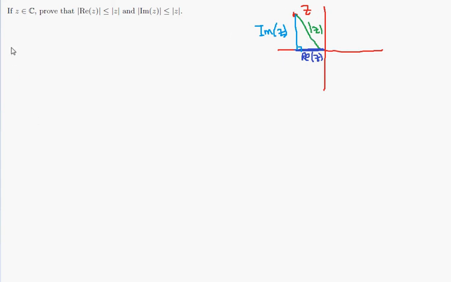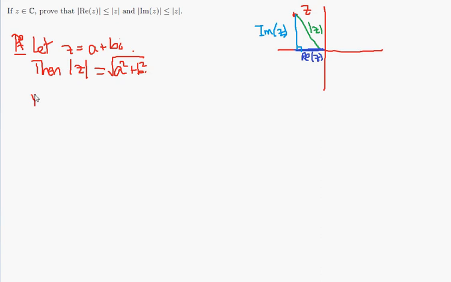To prove it, let z be equal to a plus bi. Then the modulus of z is defined to be the square root of a squared plus b squared.